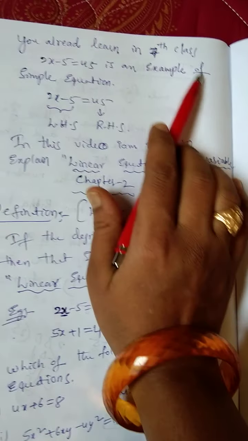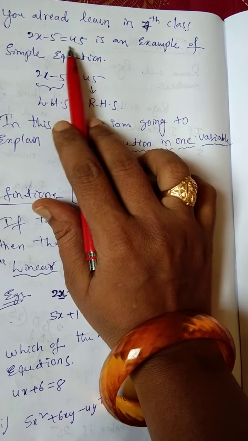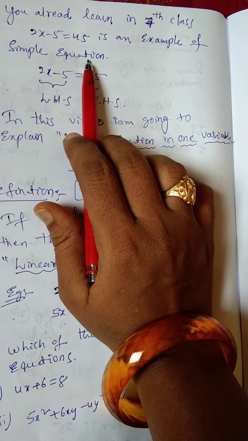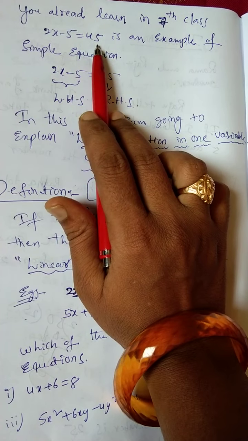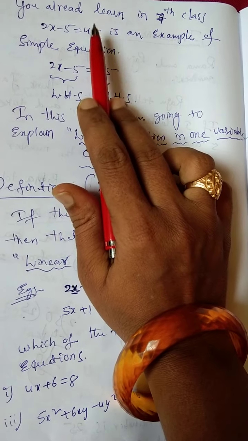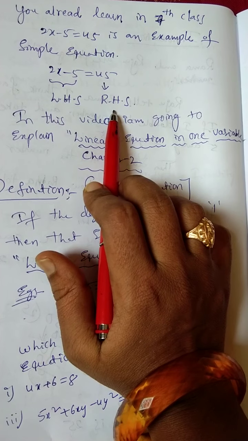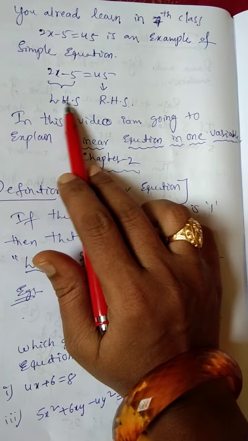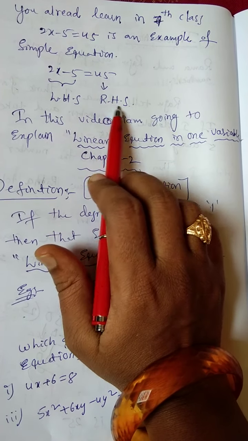Now you already learned in 7th class and 6th class also that 2x minus 5 is equal to 45 is an example of a simple equation. Yes or no? You already know the simple equations chapters in 6th and 7th. In a simple equation you have LHS and RHS. Whatever is on the left side of the equal symbol is the left hand side, LHS. Whatever is on the right side is the RHS, right hand side.